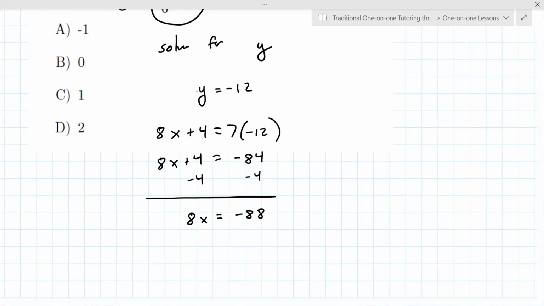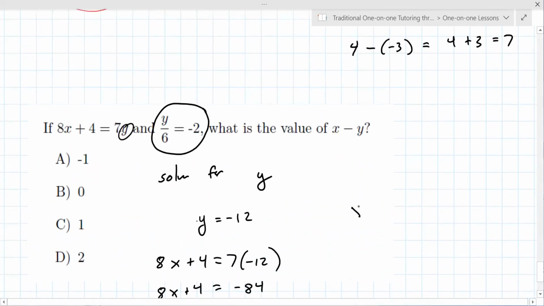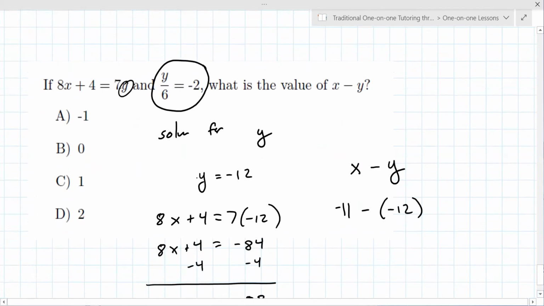So x has got to be -11. Very good. And then we go back to the original problem. x minus y, x is -11 minus a -12. That's what you were asking me about earlier. So -11 plus 12. Yes, it is 1. Perfect.